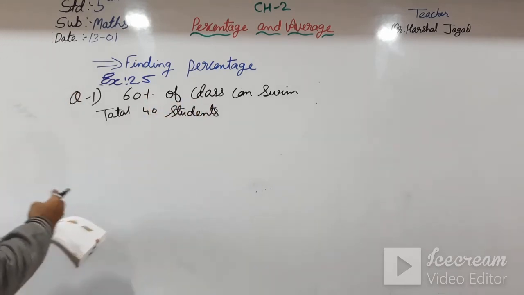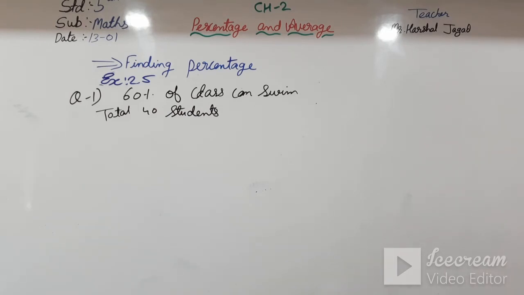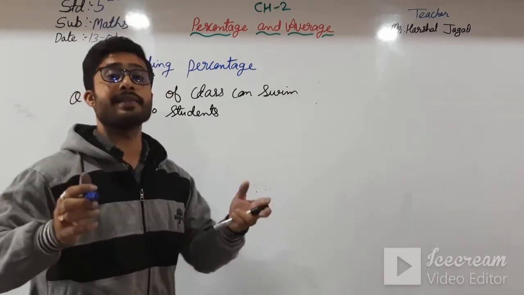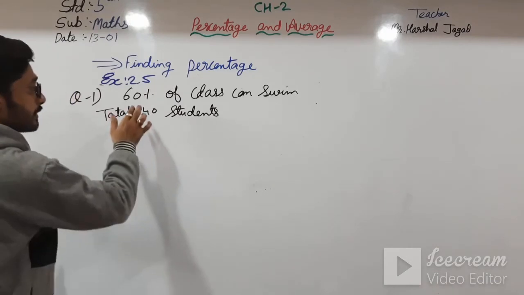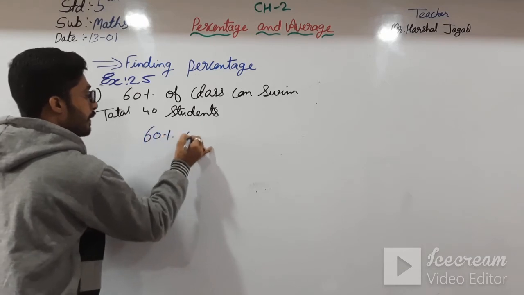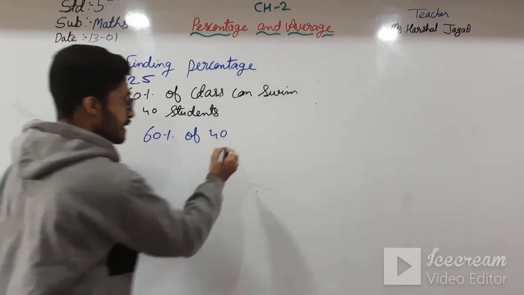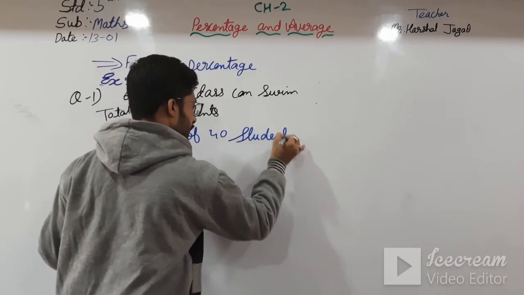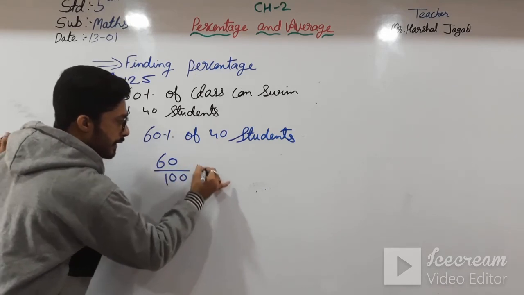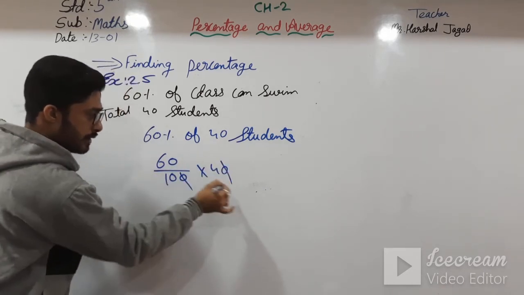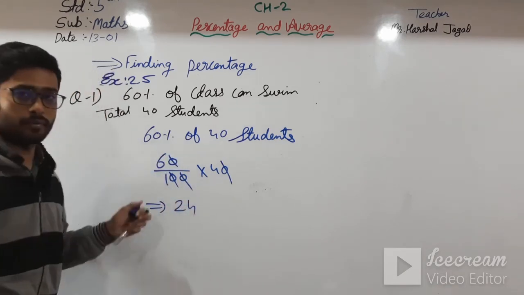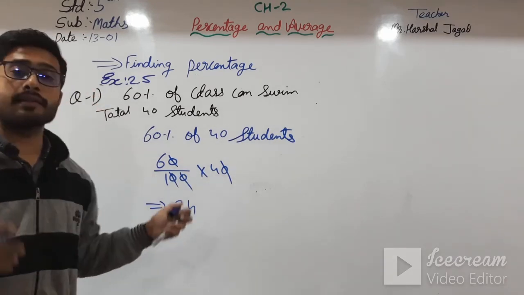Then what we will do is, first of all we find out the students who can swim. So here it is given 60% of the class can swim, means we can write 60% of 40 students. Then what will be there? Then 60 by 100 into 40. Zeros cancel. Okay, 6 fours are 24. So 24 students can swim.